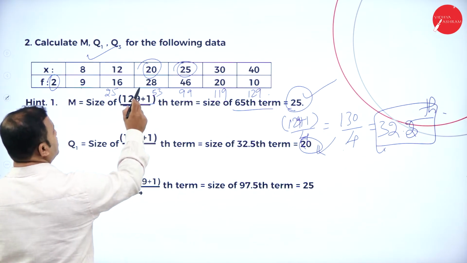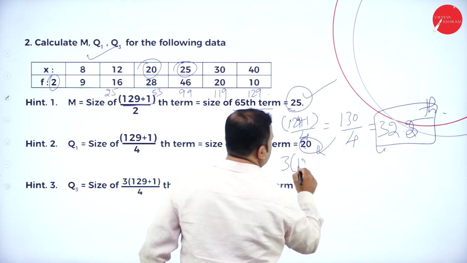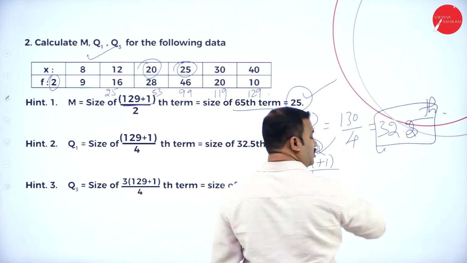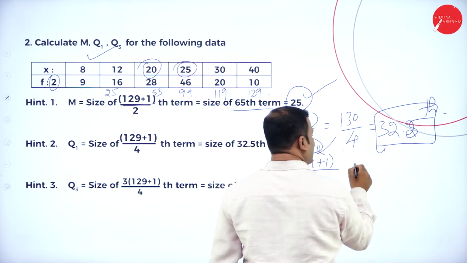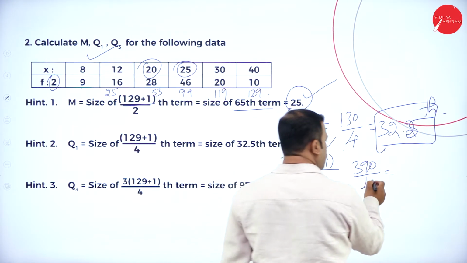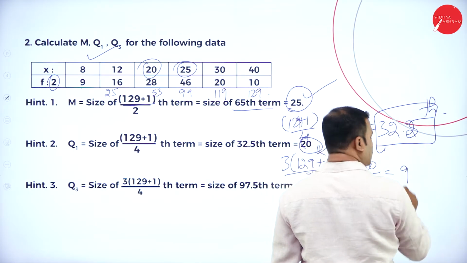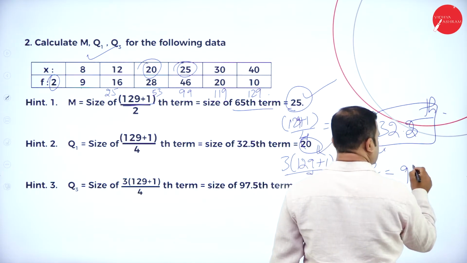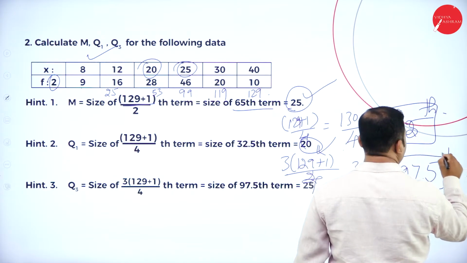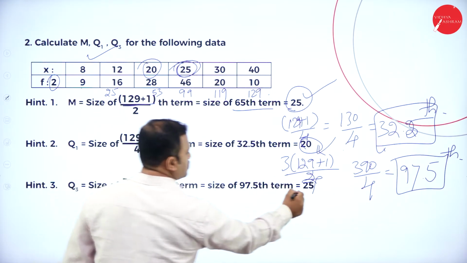Similarly, which is that term? Q3 is 3 into 129 plus 1 by 4. It is a quartile. So 130 into 3 which is equal to 390. 390 by 4 which is equal to what? 4 9s are 36. 30 is the remainder. 4 7s are 28. 0.5. That is 97.5th term is this. Which is that 97.5th term? That is 25. Obviously, you will get 25.